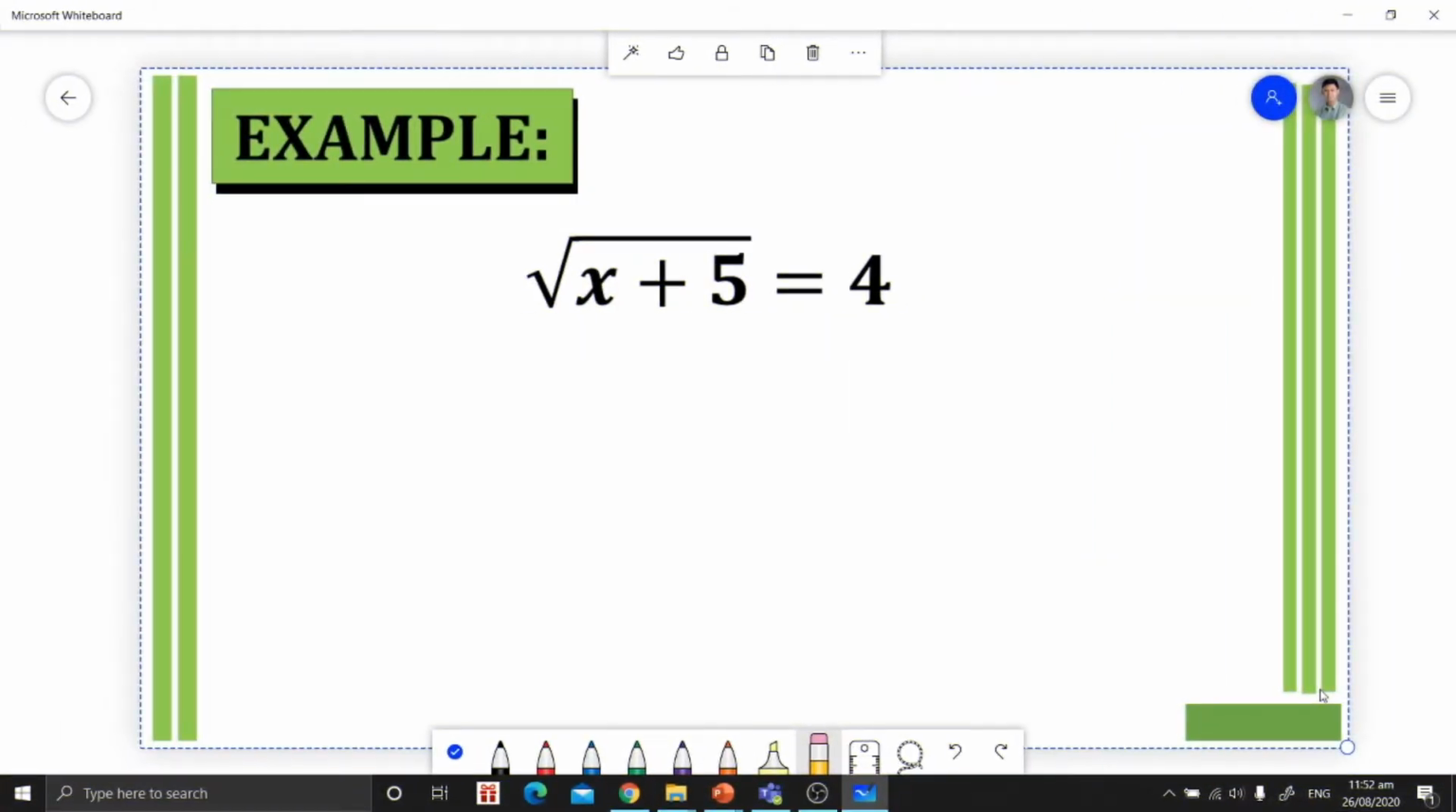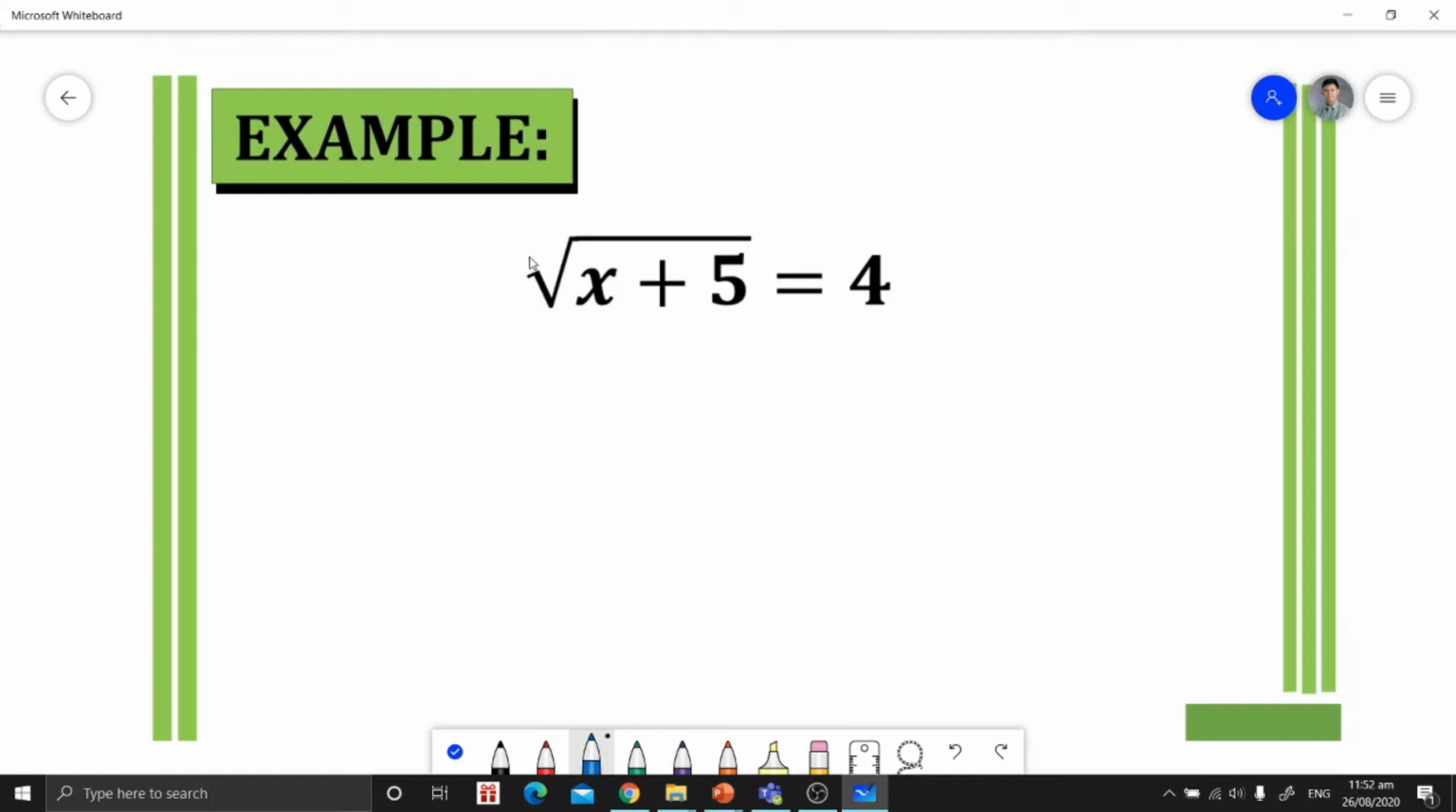Okay, let's have an example. For example, we have this equation. First step is for us to isolate one radical expression. Since the radical expression is already isolated, we're going to proceed to step 2, which is to eliminate the radical symbol by applying the squaring property or the cubing property. Since this is the square root, we're going to use the opposite of square root, which is squaring. So we're going to square both sides of the equation.